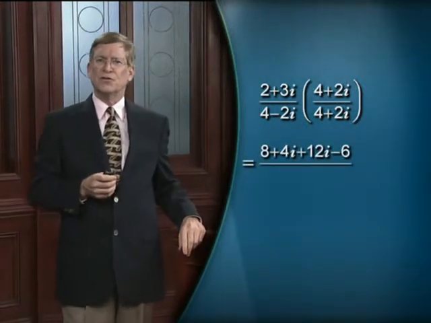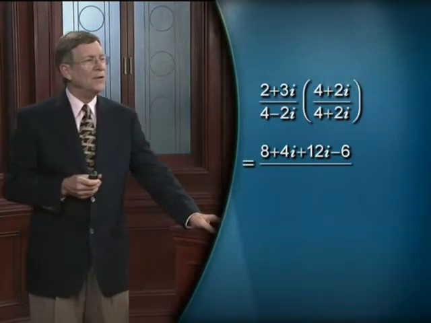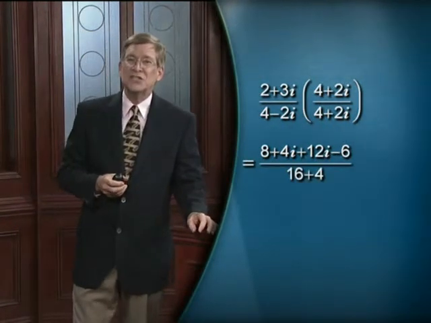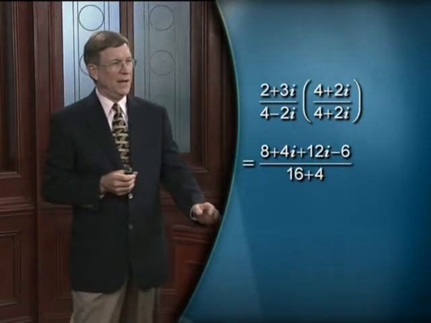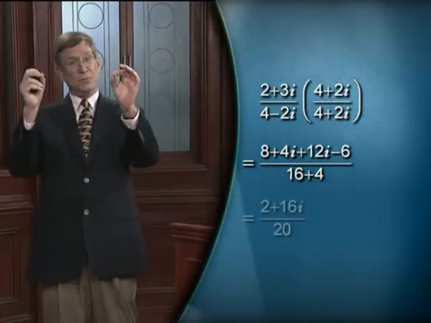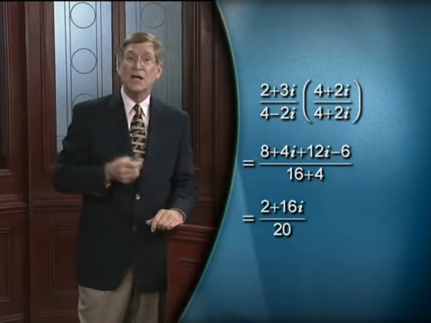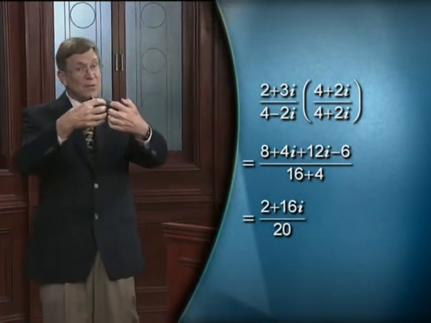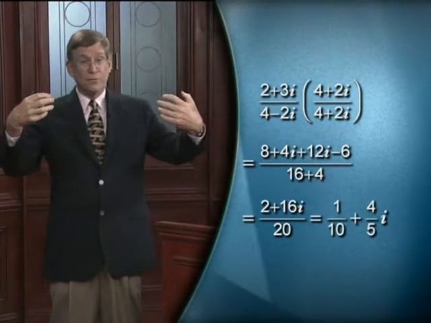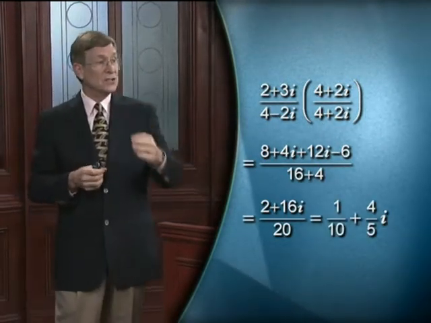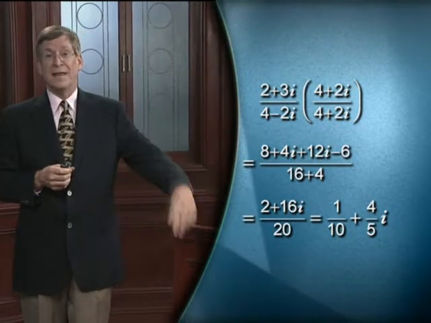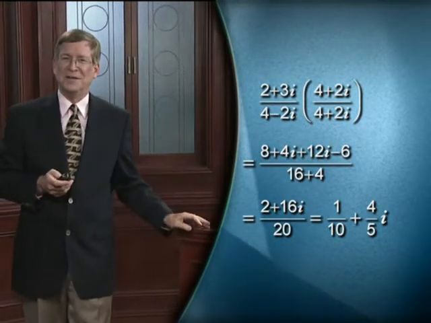The numerator becomes 8 plus 4i plus 12i minus 6, and the denominator becomes 16 plus 4 when you multiply that out. And then simplifying the numerator, you get 2 plus 16i divided by 20, and then we can split it apart and write it in standard form, 1/10 plus 4/5 i. That's the quotient of those two complex numbers. Kind of difficult going because it required some multiplication by conjugates and then some simplifications.